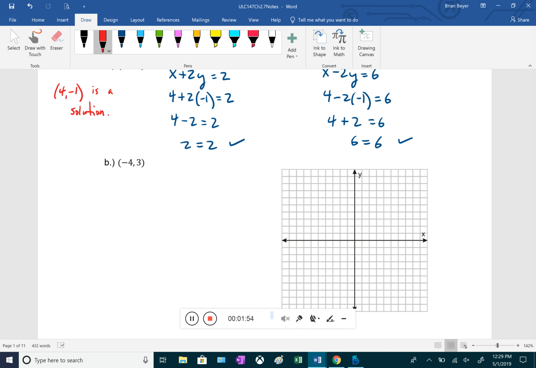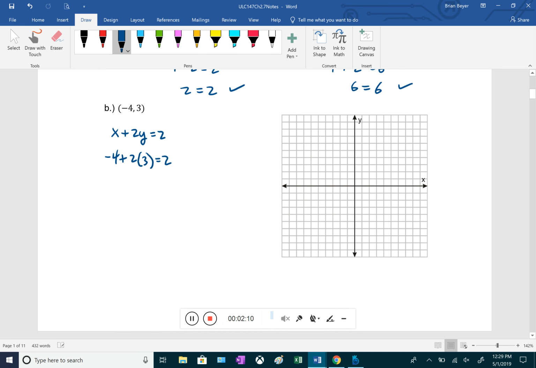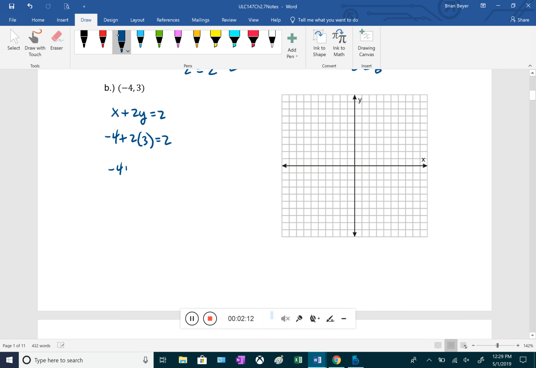So let's try it for -4, 3. We're going to plug in -4 into x for this first one, and then 3 into y. So -4 plus 2 times 3 equals 2. This gives us -4 plus 6 equals 2, and this gives us 2 equals 2, so that one works out. Then we check the other one, x minus 2y equals 6.